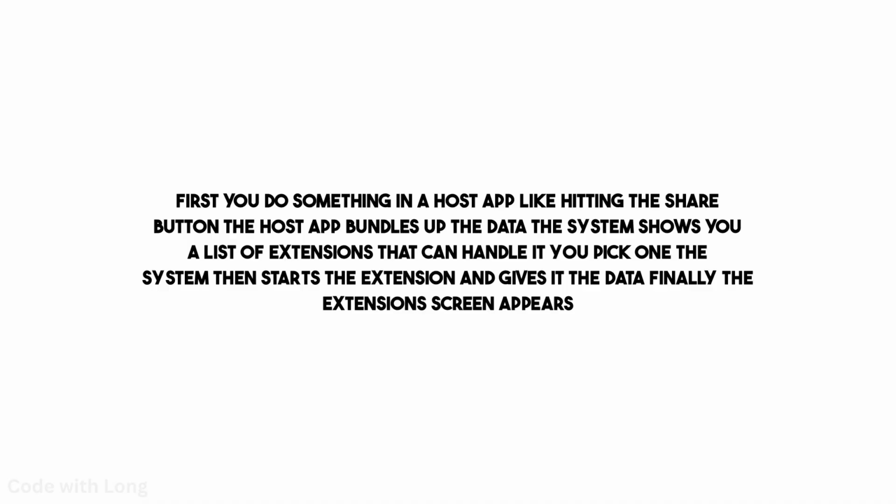Detail the sequence of events when a host app initiates a request to an extension. First, you do something in a host app, like hitting the share button. The host app bundles up the data. The system shows you a list of extensions that can handle it. You pick one. The system then starts the extension and gives it the data. Finally, the extension screen appears.